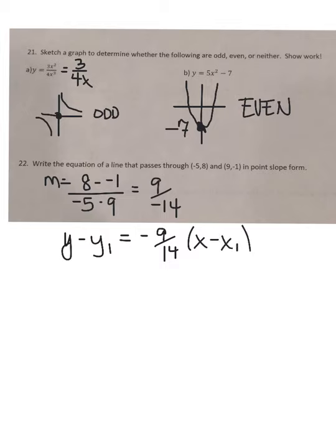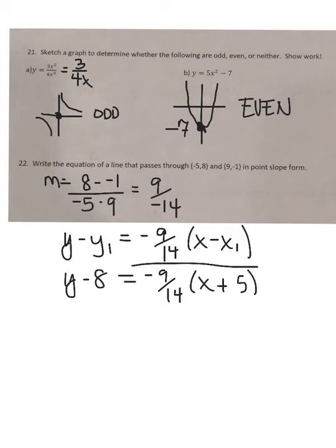Okay, guys, at this point it does not matter which point you put in. You can put in this first point right here or this second point right here, whichever one you prefer. I'm just going to go with the first to make life easy because it came first. So I'm going to have y minus 8 equals -9 over 14, and then x plus 5, because it's x minus a -5. Now you could have plugged in the other point, and that would be perfectly acceptable as well.